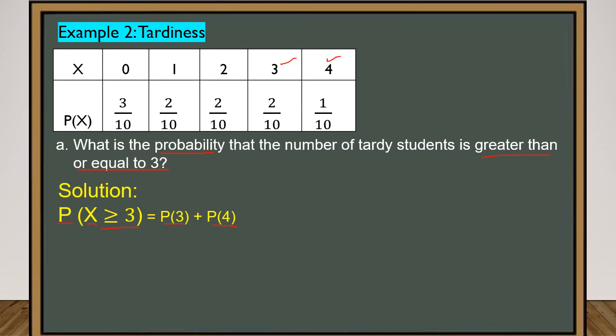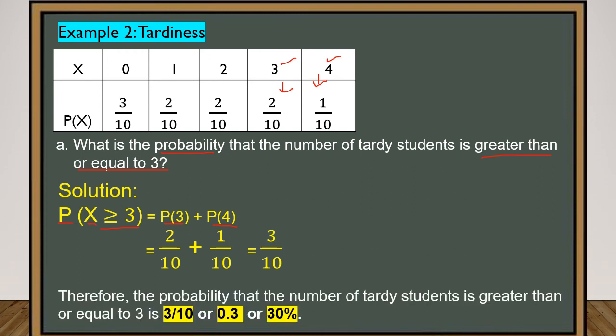So what is the probability of 3? We have 2/10, and the probability of 4 is 1/10. Simply add the probabilities and you will get 3/10. Therefore, the probability that the number of tardy students is greater than or equal to 3 is 3/10, or you can express it in decimal form or percentage. 3 divided by 10 is 0.30, so we have 30%.